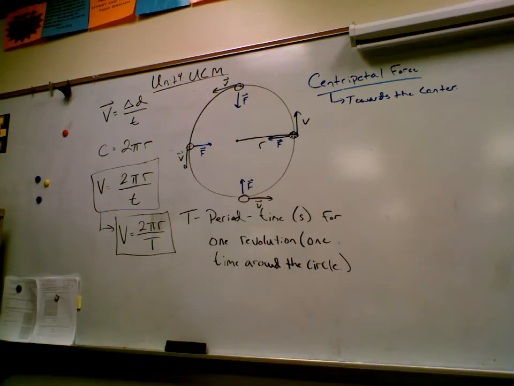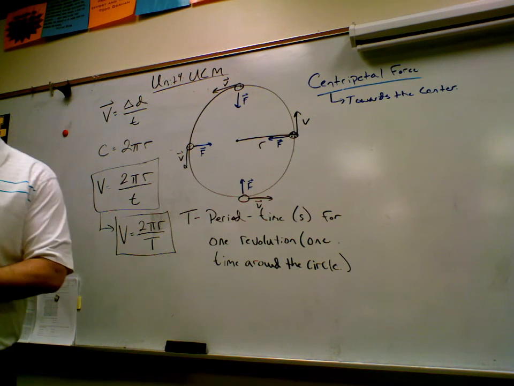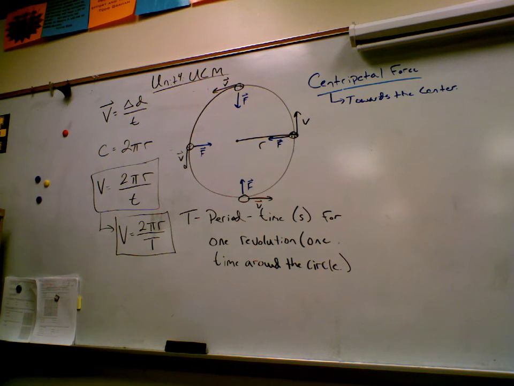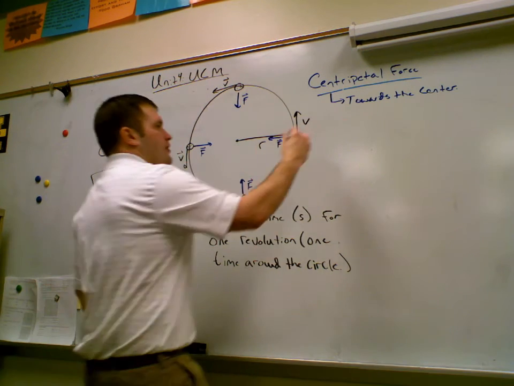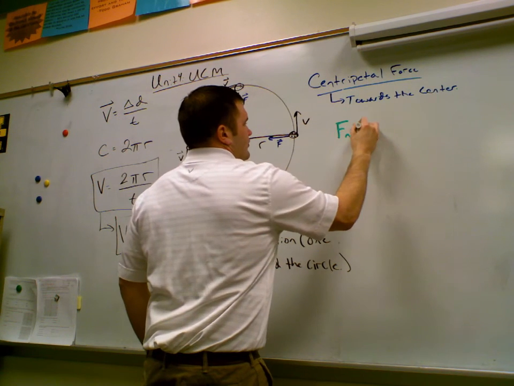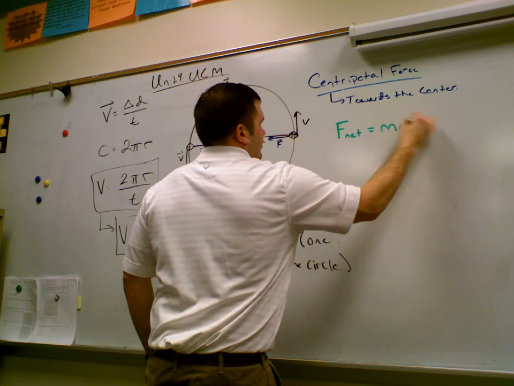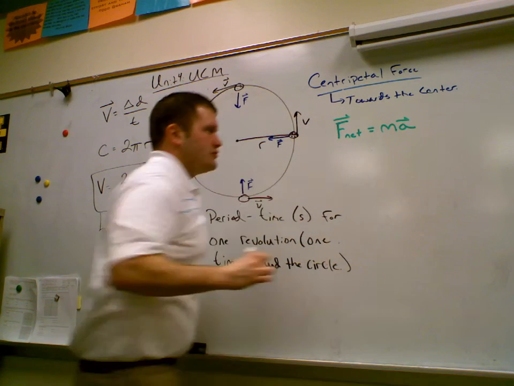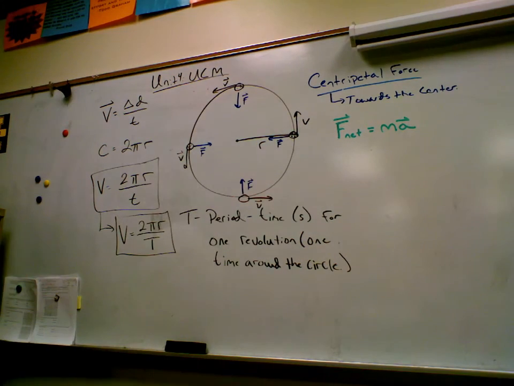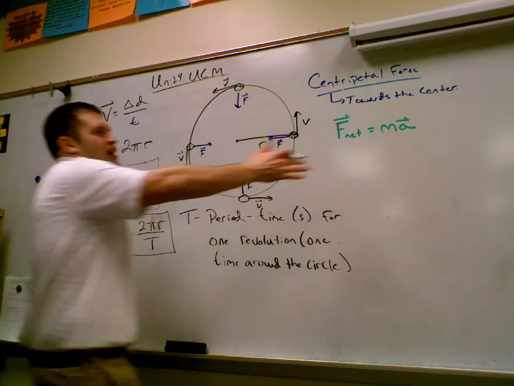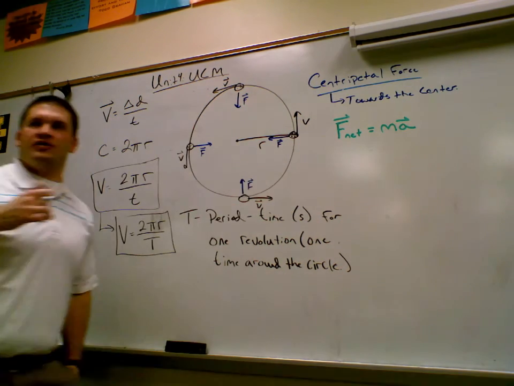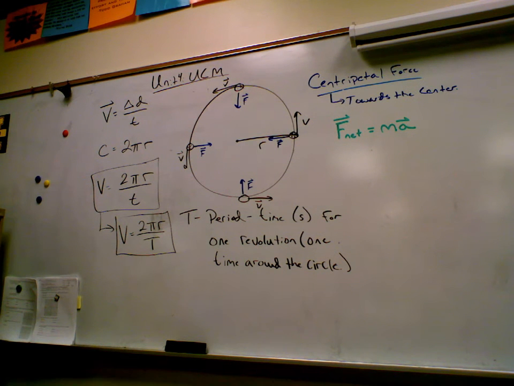Now, does anybody remember, is that the one where F net equals ma? Thank you, Moses. F net equals ma. Now, what do we know about F and A? They'll always be the same direction. Perfect, because M has no direction, right? M is a scalar. So F and A always point in the same direction, don't they?